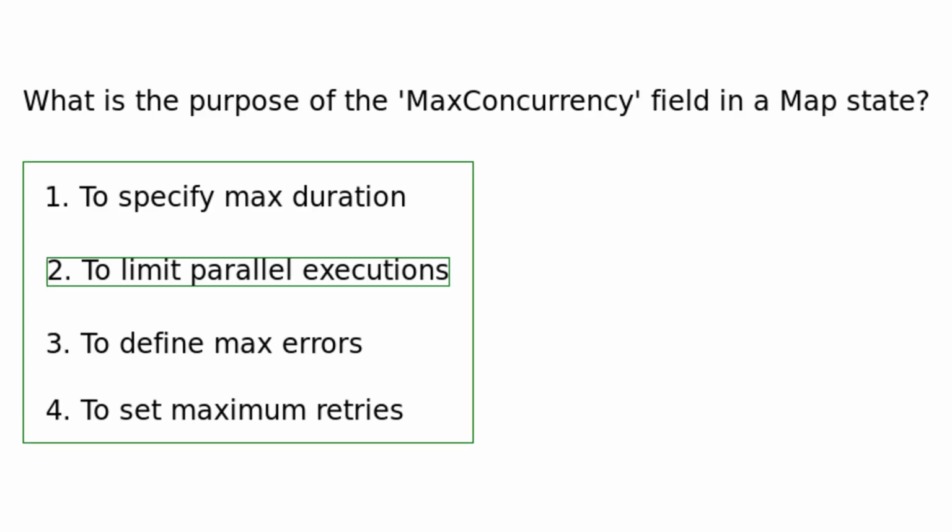The max concurrency field in a map state of AWS Step Functions limits the number of parallel executions, helping to control resource usage and API call rates.